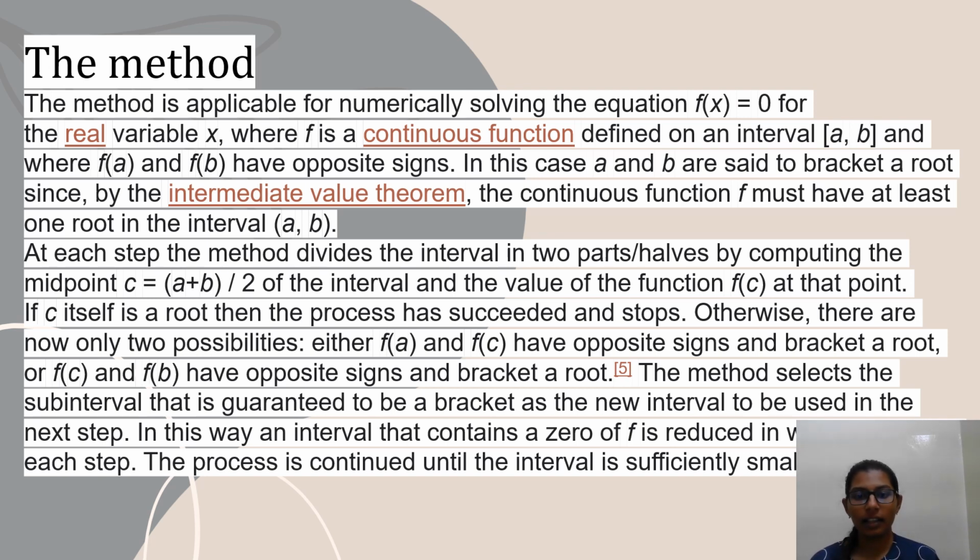The method selects the subinterval that is guaranteed to be a bracket as the new interval to be used in the next step. In this way, an interval that contains a zero of f is reduced in width by 50% at each step. This process is continued until the interval is sufficiently small.